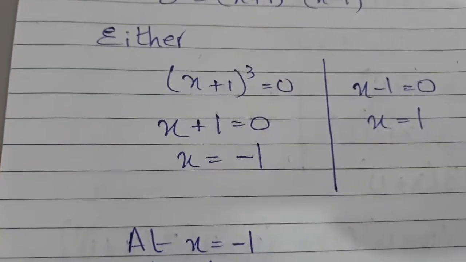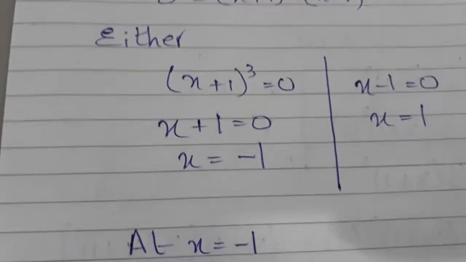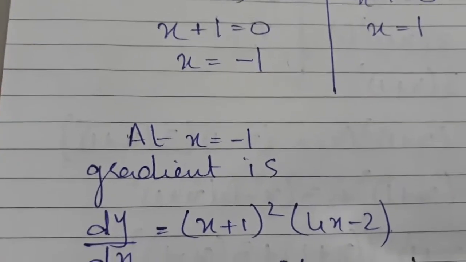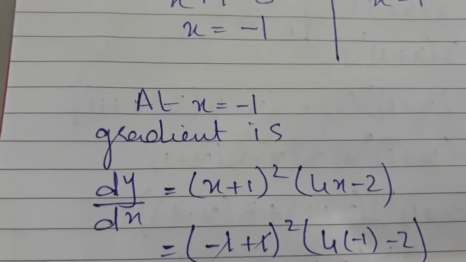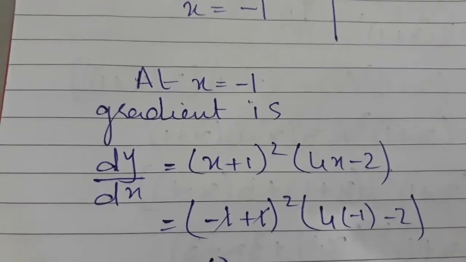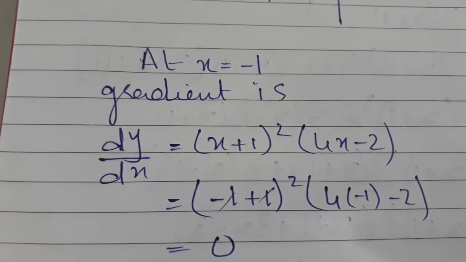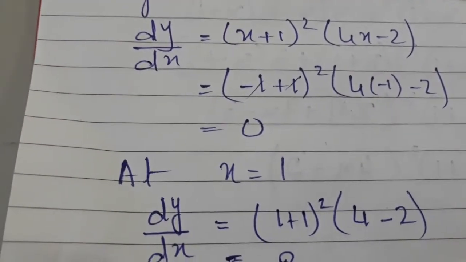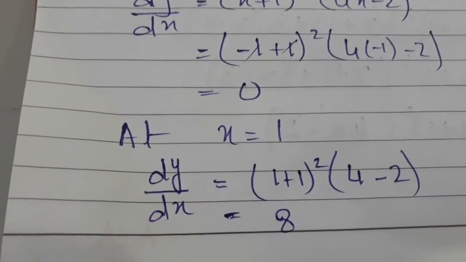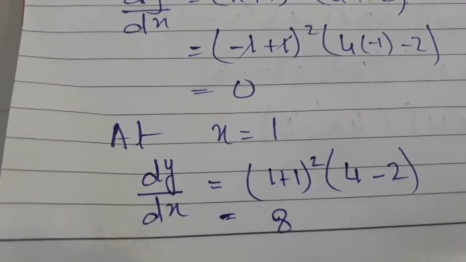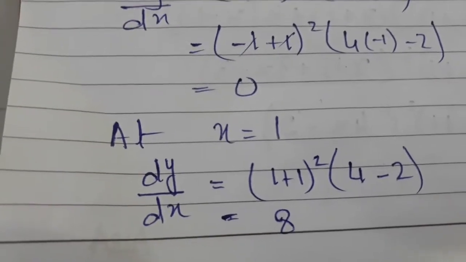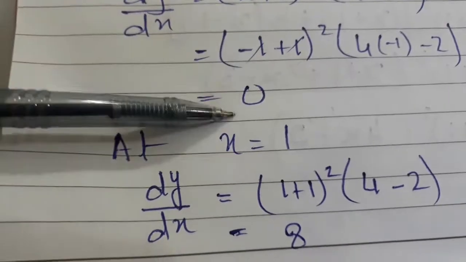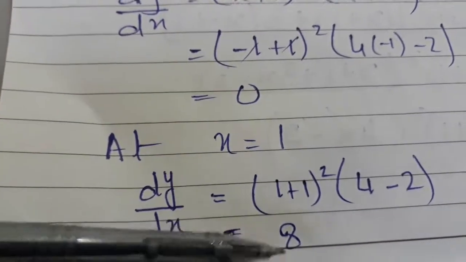Okay, so when x equals -1, I'm plugging the value into the gradient function, which we have just found on the previous page. So I'm substituting the value of -1 here, and I got 0. And then I am substituting the value x equals 1, because we found two values of x, again in the gradient function, and I got 8. It means on the curve the slope at x equals -1 is 0 and the slope at x equals 1 is 8.